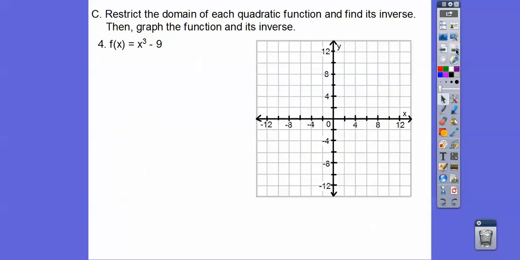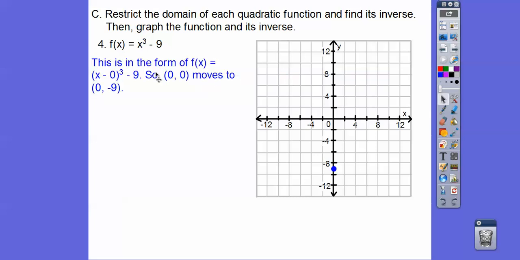Let's do one more. I know you guys love it. Okay, another cubic one. So it's down at -9. So this is in the form of f of x equals (x minus h) cubed plus k. So my 0, 0 gets moved to (h, k), so it's at 0, negative 9. So there it is down there.